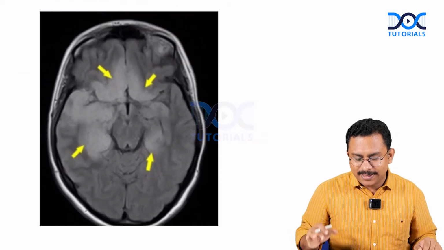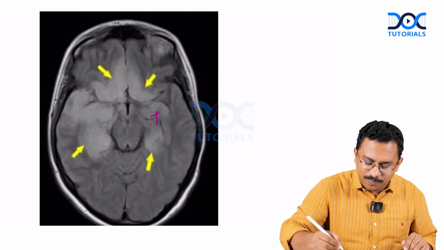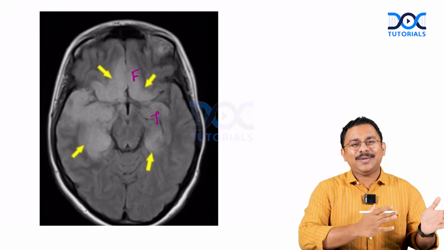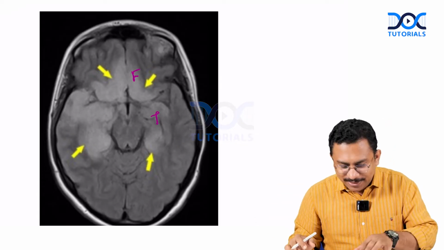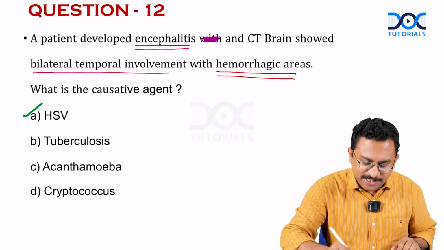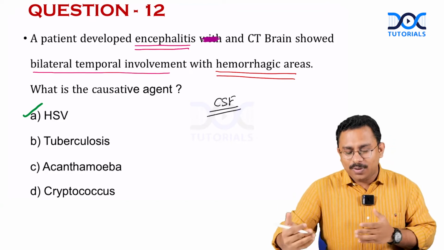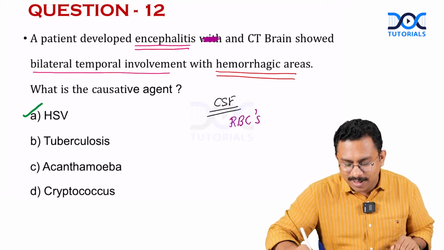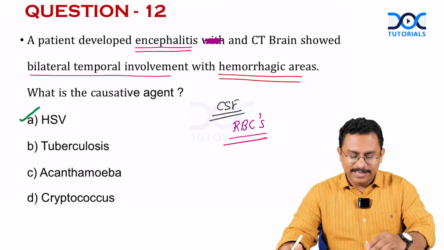So this is not a CT, this is an MRI, but I just want to tell you that the temporal lobe as well as the frontal lobe are often favored. In this patient, it is bilateral temporal lobe, but mind you, you can even have a unilateral or focal affection as well. And when you do a CSF in HSV encephalitis, in addition to the cell count and protein, you can also see some RBCs on the CSF tap.